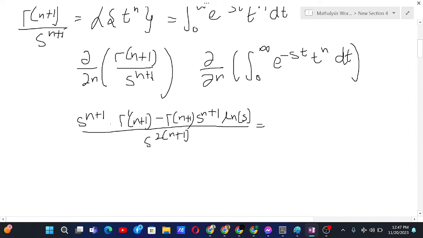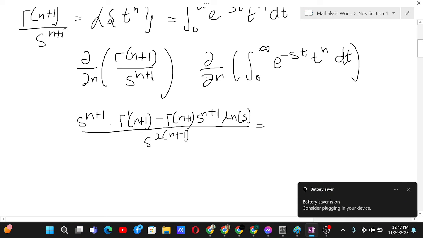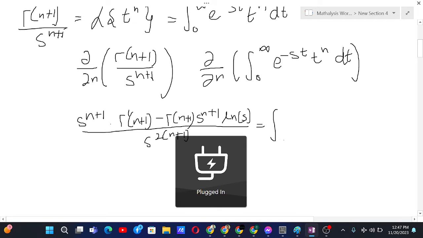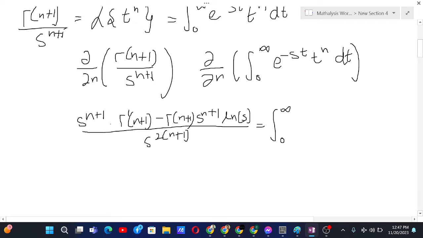And over here, since this integral is in the world of t, we can just take this derivative inside the integral. So we can have integral from 0 to infinity e to the power minus st, this is just a constant in the world of n, and t to the power n times ln of t dt.